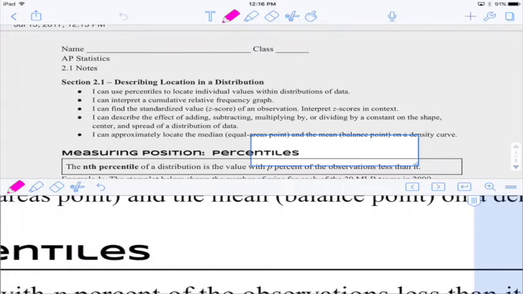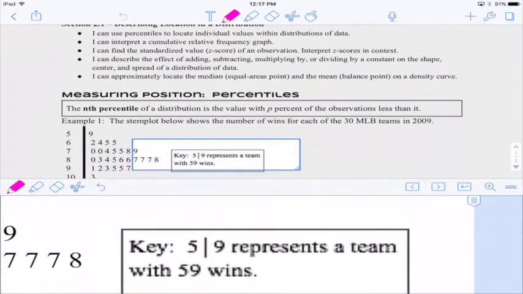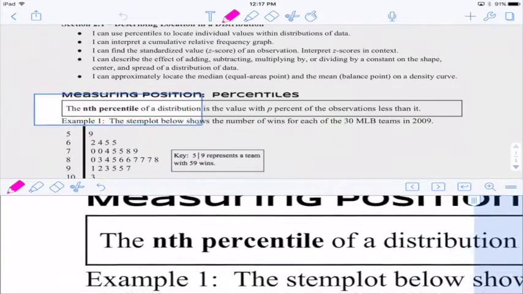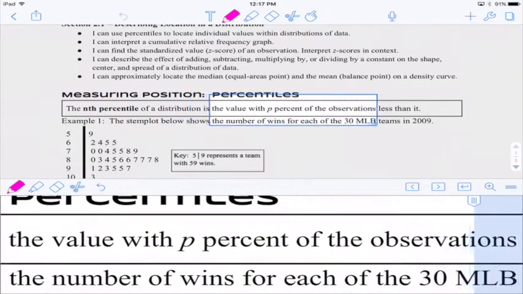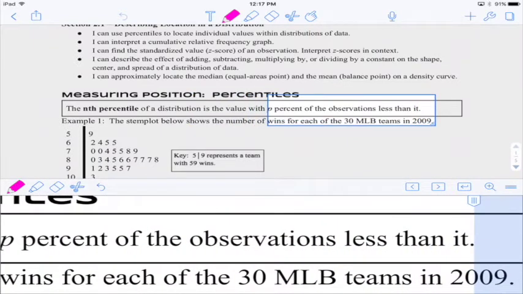I'm just going to hop into it. There's a lot of different topics. None of them are that hard. There's just a lot. So first of all, percentiles. You already know percentiles. You heard about if you're in the 70th percentile, what that means. The nth percentile of a distribution is the value with p% of the observations less than that. So if you're in the 70th percentile, then there's 70% less than you.